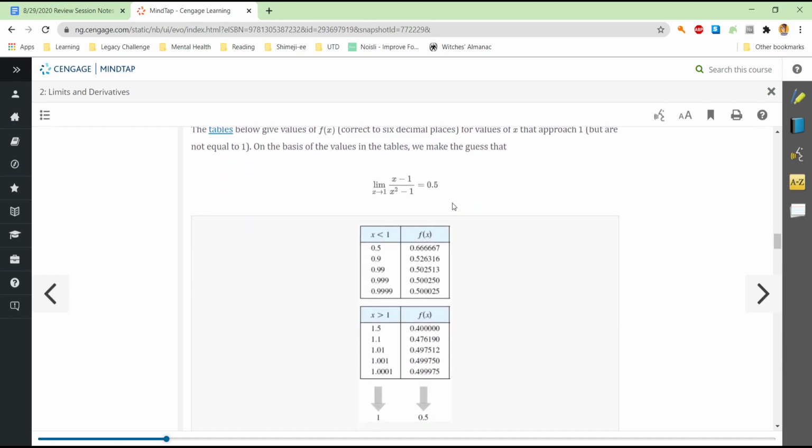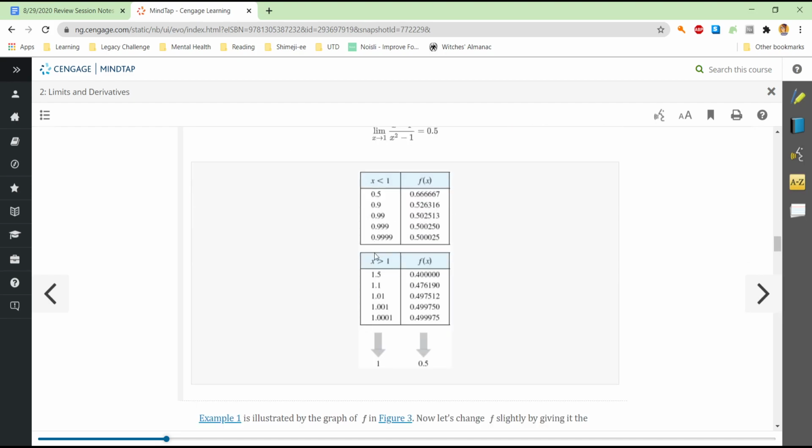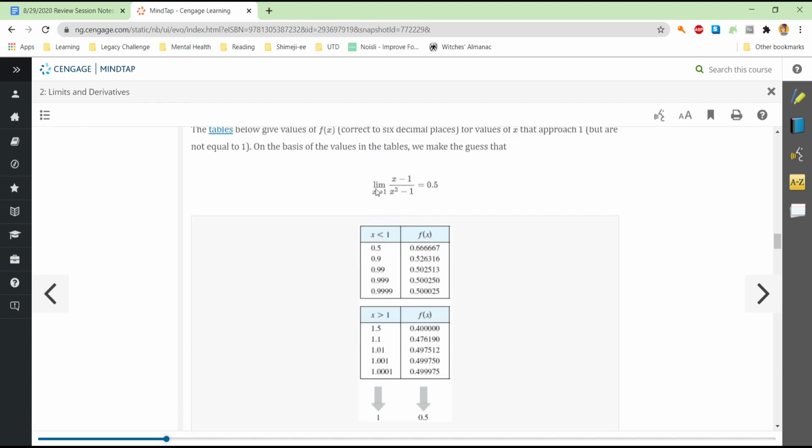We're just looking at which point it looks like it's getting close to. So what we can do is make these tables down here that usually will be correct to 6 decimal places for the values of x that get closer to 1 as long as they're not equal to 1. So our smaller and smaller values. And you'll see as we get closer and closer to the number 1, our values are getting closer and closer to the number 0.5, which means that our limit of x minus 1 divided by x squared minus 1 as x approaches 1 is going to be equal to 0.5.